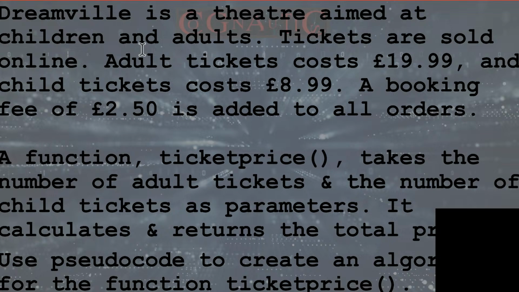And they've written this piece of code, a function, which takes the number of adults and the number of child tickets. So it might be 2 adults, 2 kids. So it'll take in 2 and 2. It'll then calculate and return the total price. If it was 2 adults, 2 kids, the 2 adults would be 2 times £19.99. The 2 kids would be 2 times £8.99.